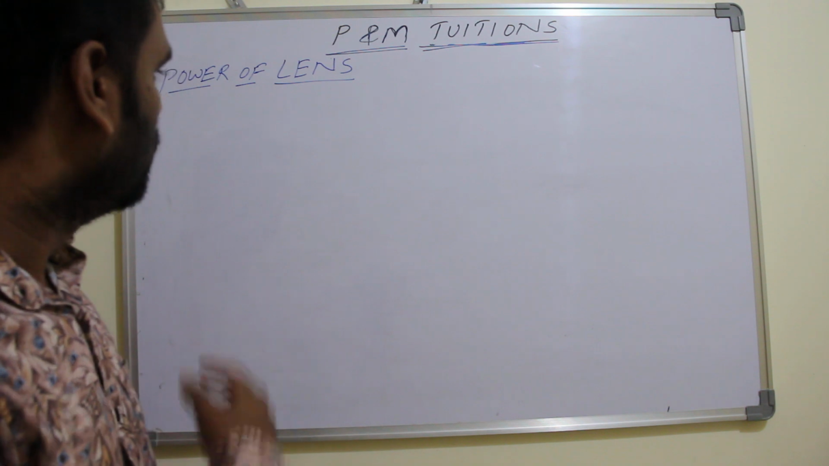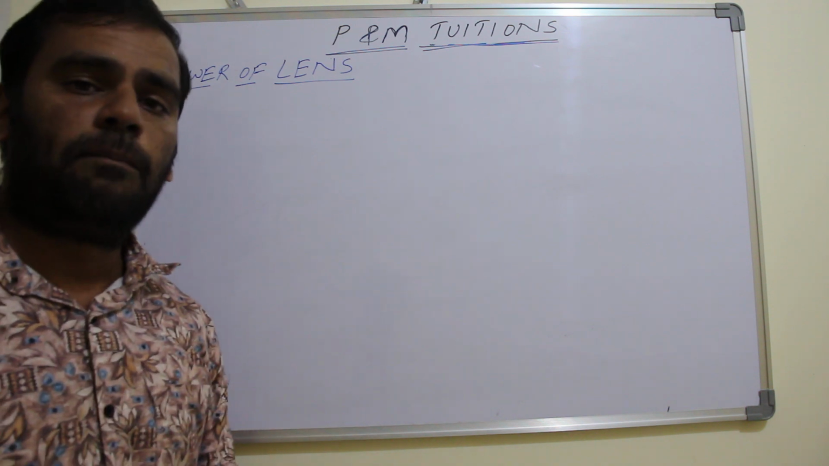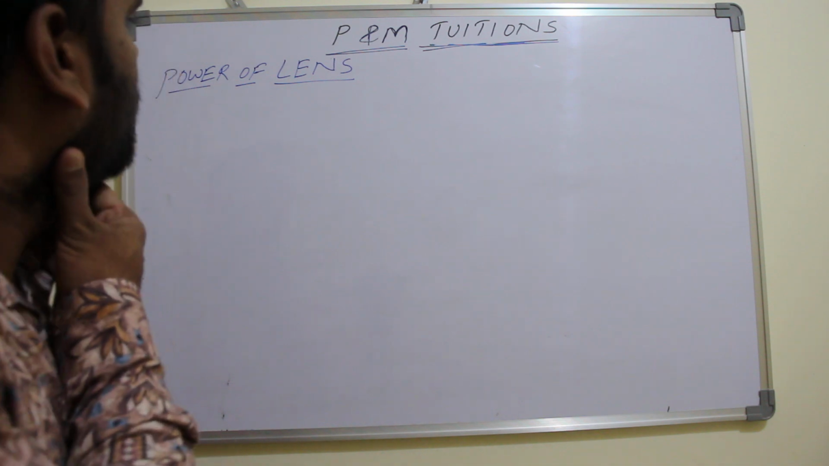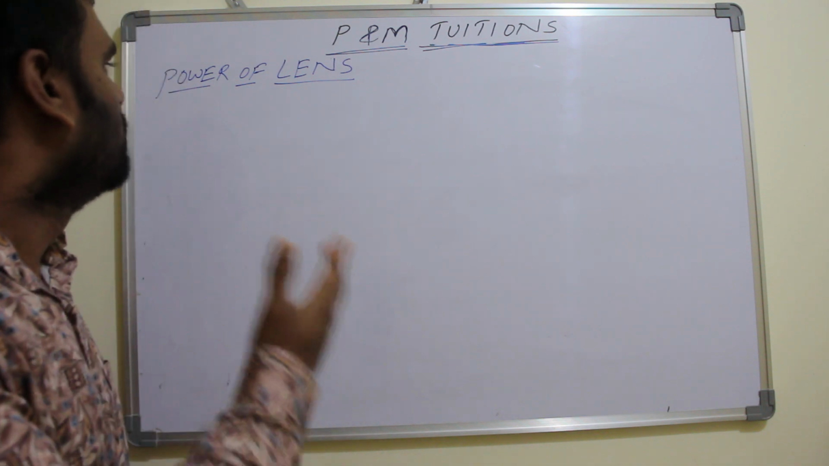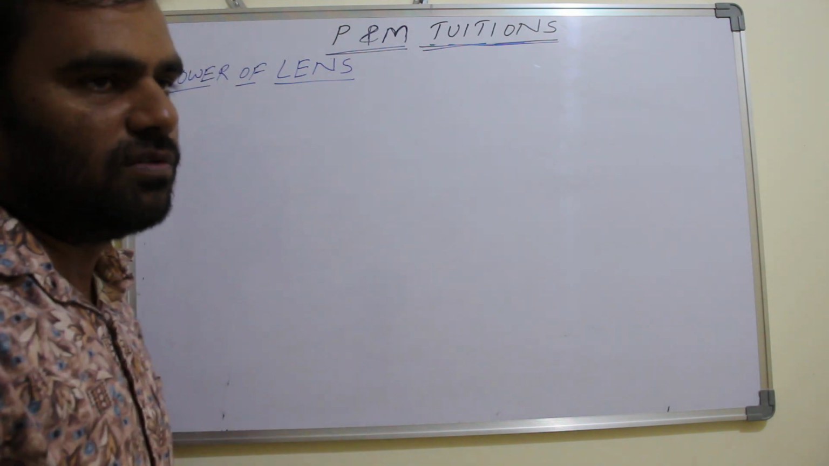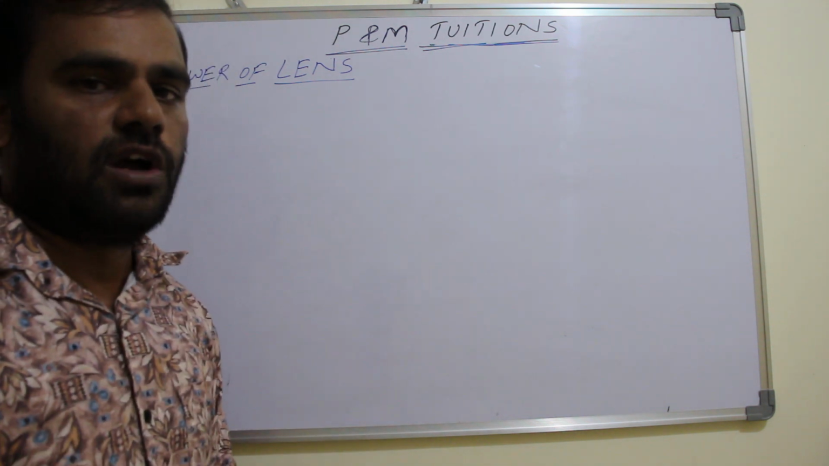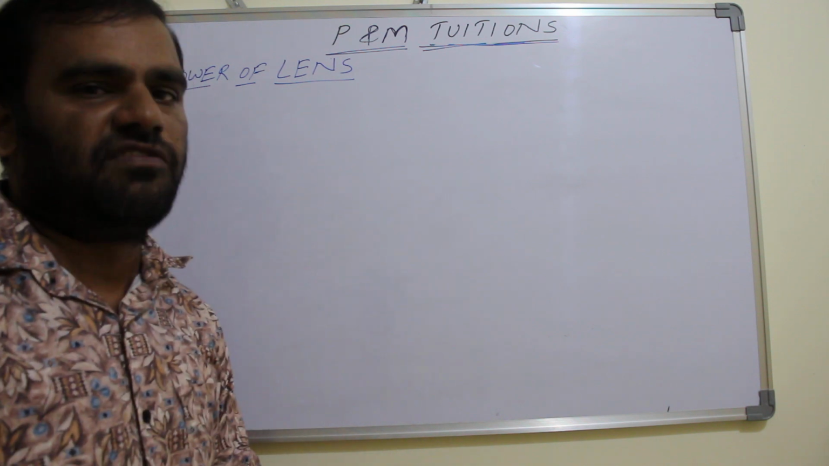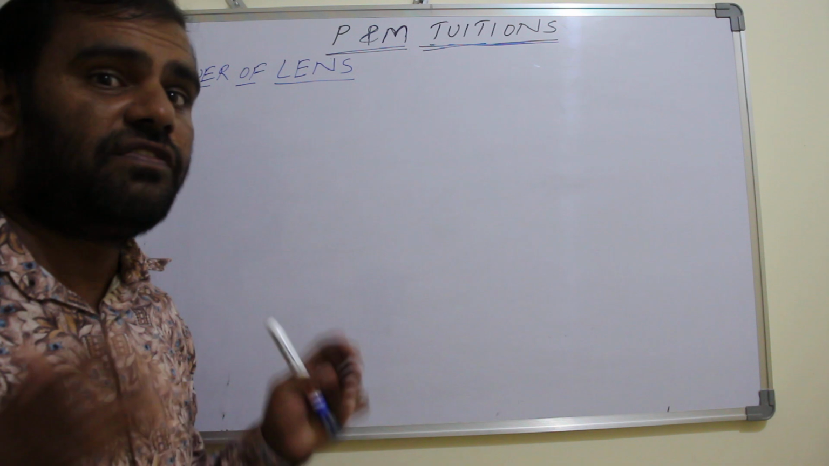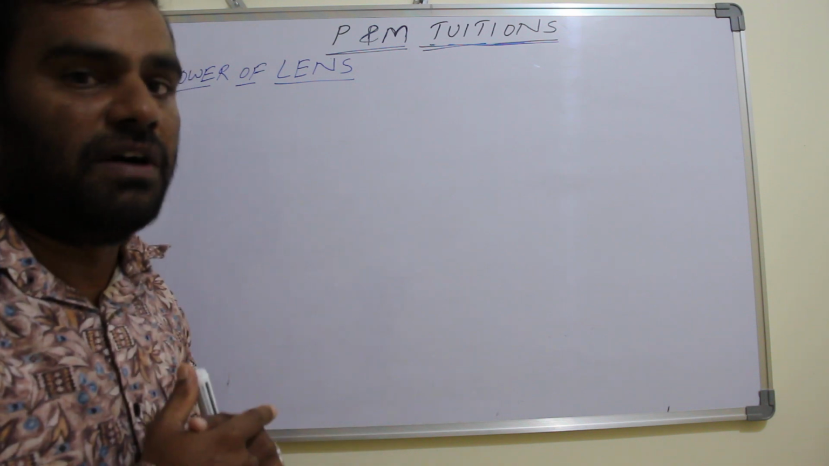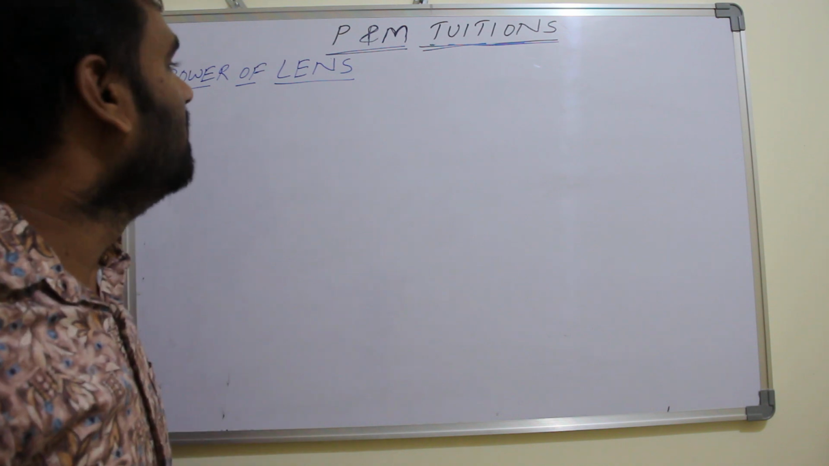Today in this video we are going to discuss power of lens. So what is this power of lens? In detail, under this topic we are going to discuss the power of convex lens, concave lens, the formula for power of lens, and units of power of lens. What if we combine two lenses, what will the power become? So let's understand in detail.